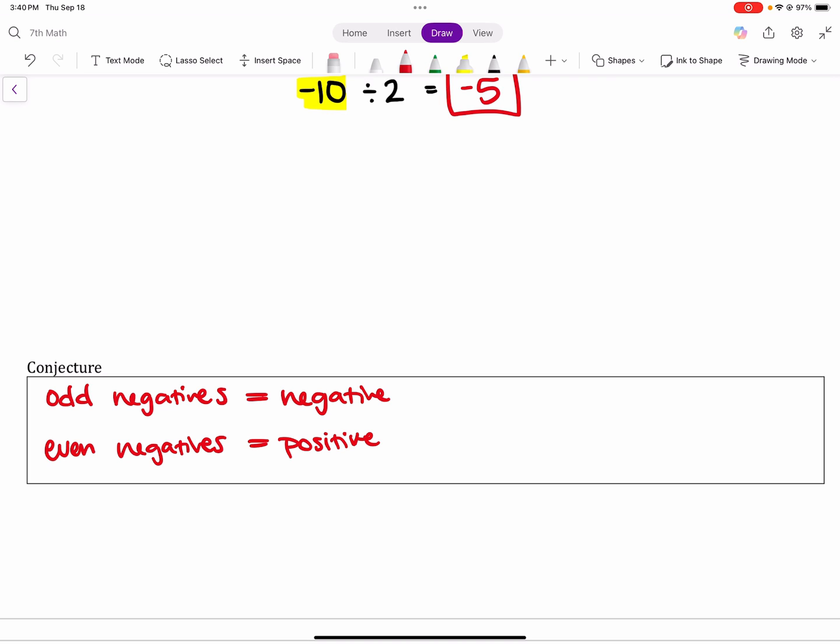And just to reiterate, these rules are for multiplication and division only. So don't get this confused with our addition and subtraction rules. Those are completely separate. This is multiplication and division only. Okay, pause if you need to, otherwise let's move on.